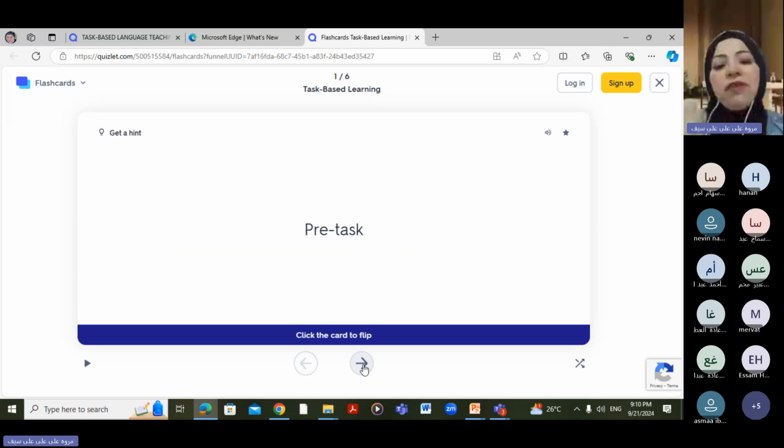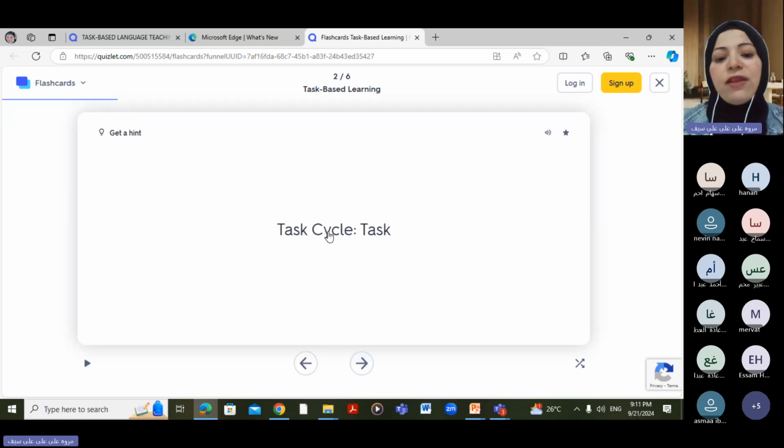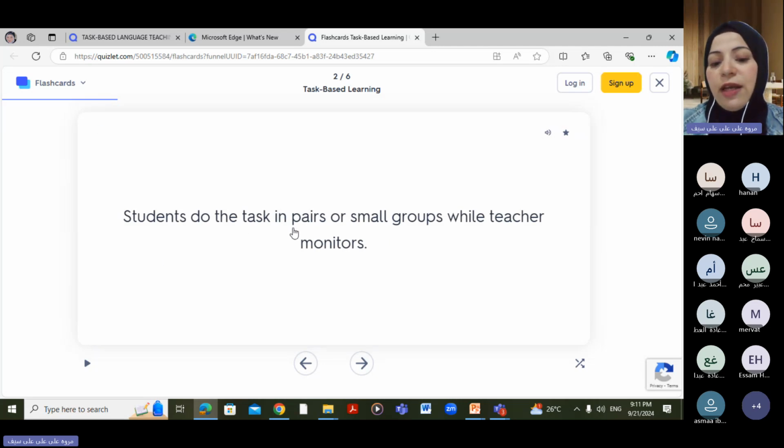Okay, presenting the topic. Then we have the task cycle, which she divided in the demo into two parts: the task itself and the preparation of it. What they are going to do, and their planning of the task or doing the task itself. If we press the word task, we'll find that the students do the task in pairs or small groups while the teacher monitors. So we divide the students into pairs or small groups and we give them the instructions. The teacher in the demo used a handout or a checklist, something like an organizer, for them to follow to do the task perfectly, to guide them through the task.